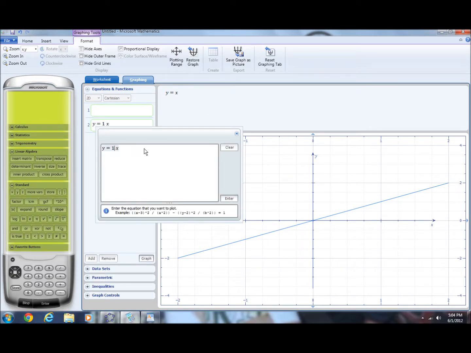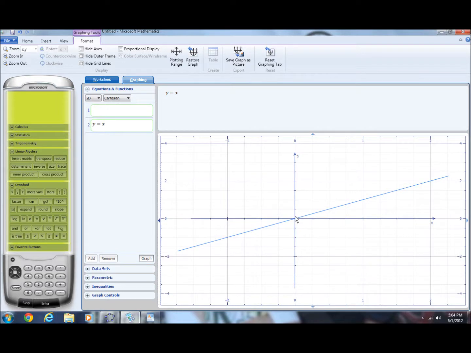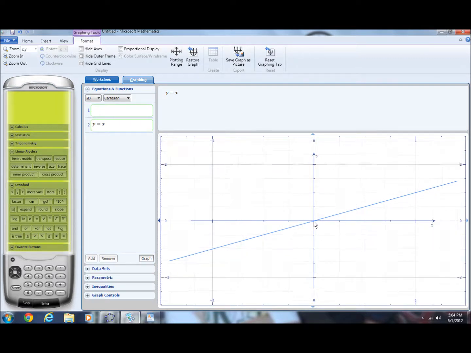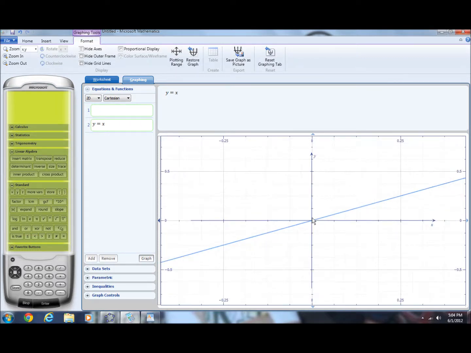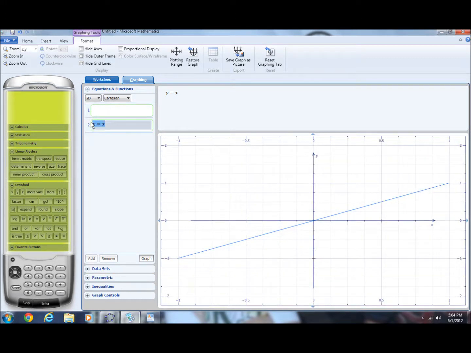By definition, x has a slope of 1. That is just by mathematical definition. The y-intercept is 0. In other words, the origin. The origin, by the way, is the center point in the Cartesian plane, which is right here. Let's zoom in more.